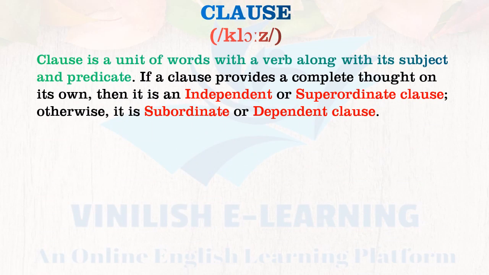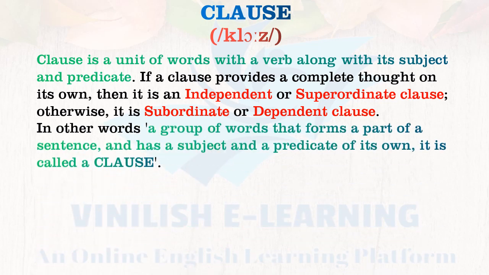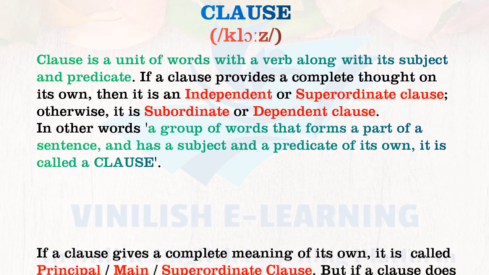Clause. A clause is a unit of words with a verb along with its subject and predicate. If a clause provides a complete thought on its own, then it is an independent or superordinate clause. Otherwise, it is a subordinate or dependent clause. In other words, a group of words that forms a part of a sentence and has a subject and a predicate of its own is called a clause.